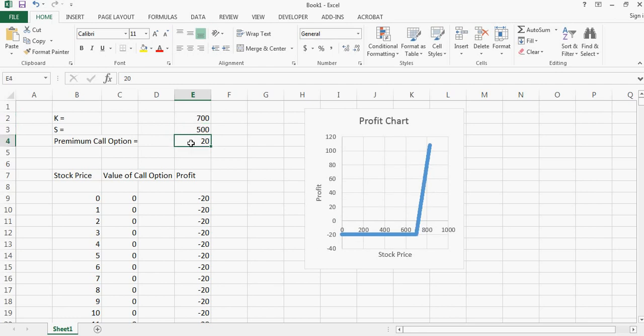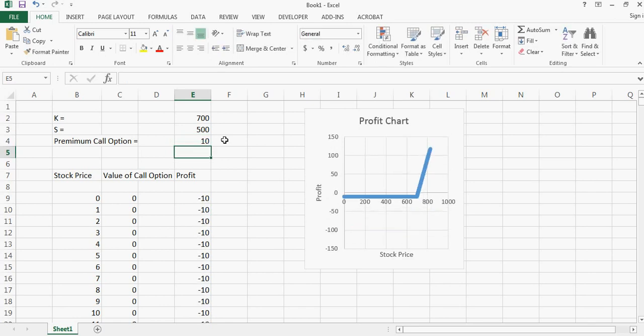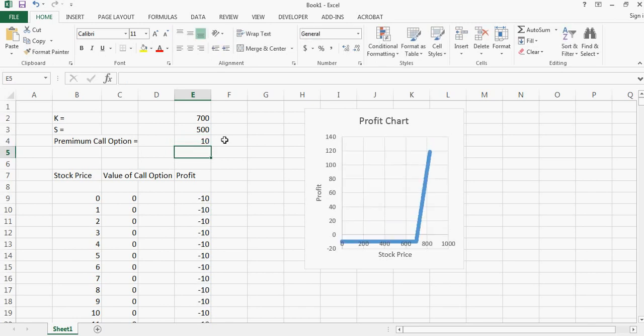And the same way for the premium. If my premium is $100, then it'll take much more time to recover and make profits. But if my premium is lower, like $10, then I'm more likely to make profits. So this is how you make a chart for a call option and a profit chart, and you can play around with this. And this is also good just for the concept.